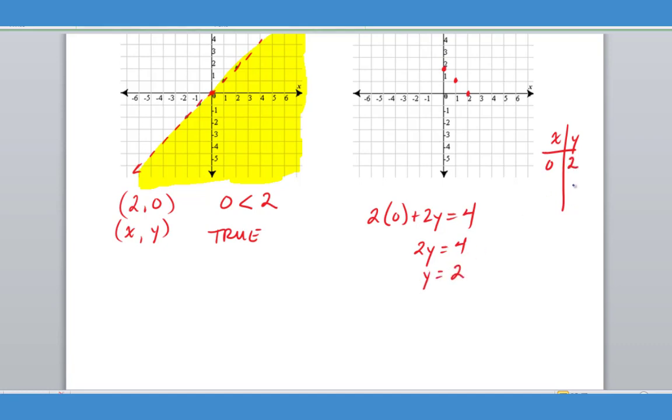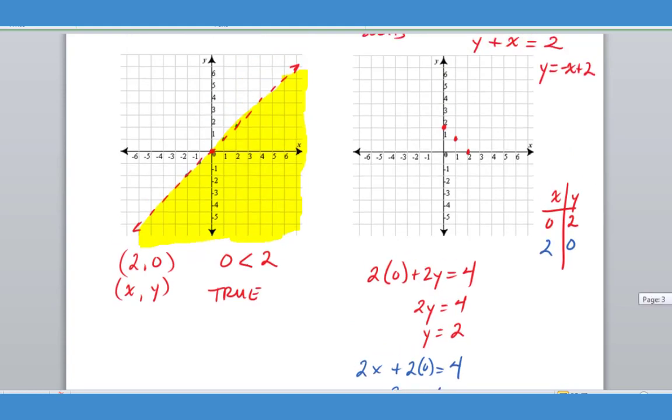And then I'm going to plot a second point. This time I'm going to make y equal to 0. So I'm going to have 2x plus 2y. Excuse me, I have to replace the y this time. Apologize. Equals 4. And then I'm going to say that 2x equals 4 and x equals 2.